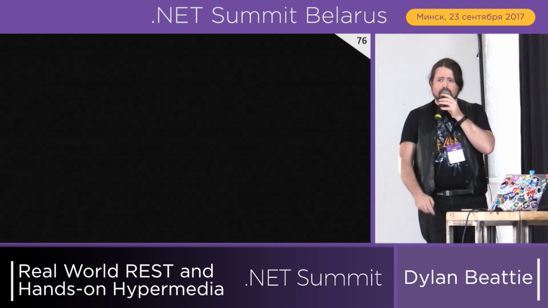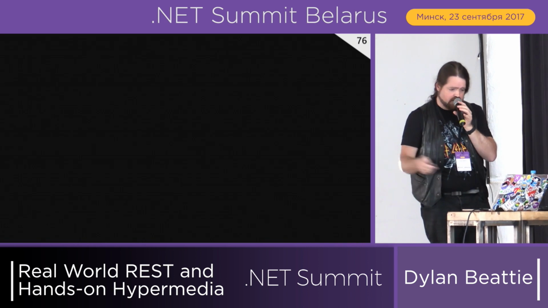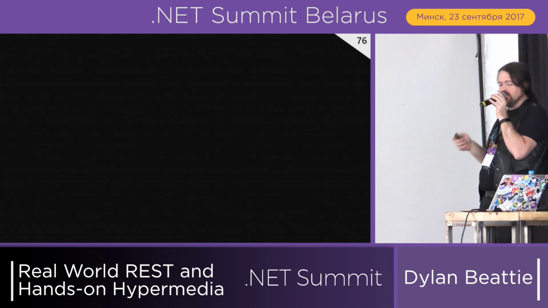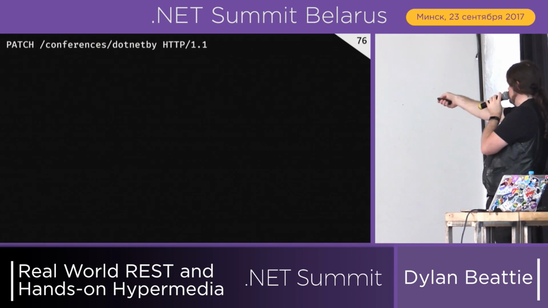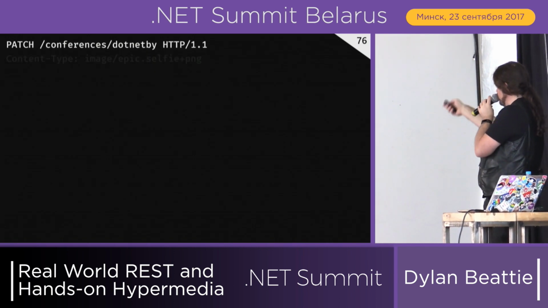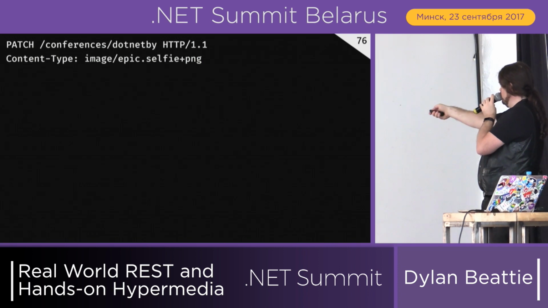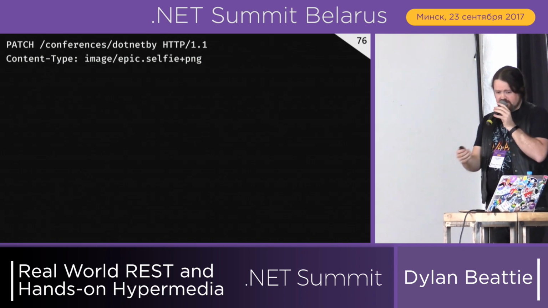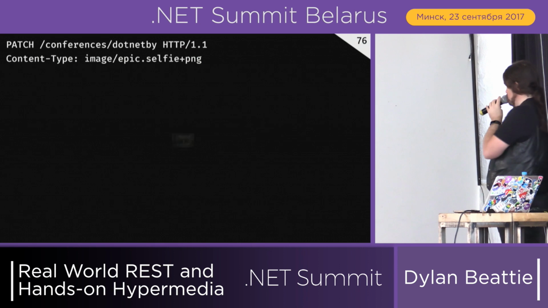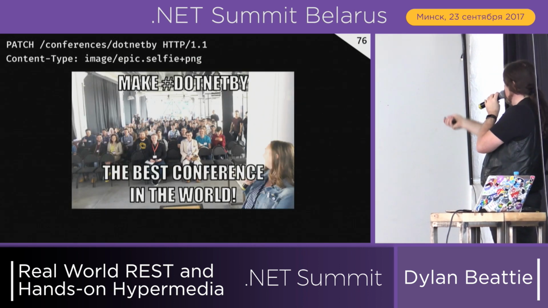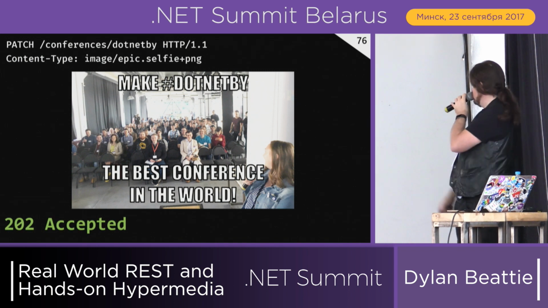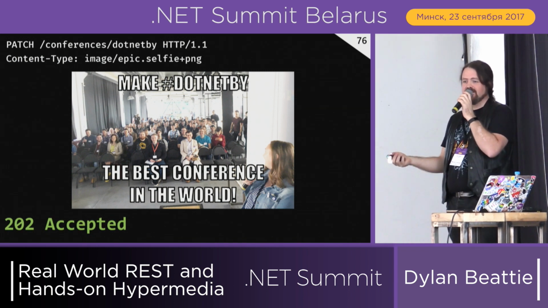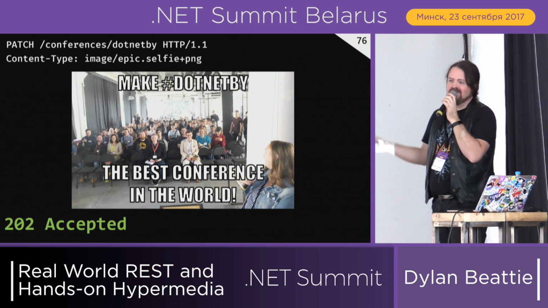Or, because the specification is wide open, we could invent a completely 100% standards compliant thing. So we are going to patch conferences .NET Belarus, .NET BY. We're going to use the content type of an epic selfie image. Description of changes: let's make .NET BY the best conference in the world. And the server is just going to say, 202, accepted. Challenge accepted? Why not?